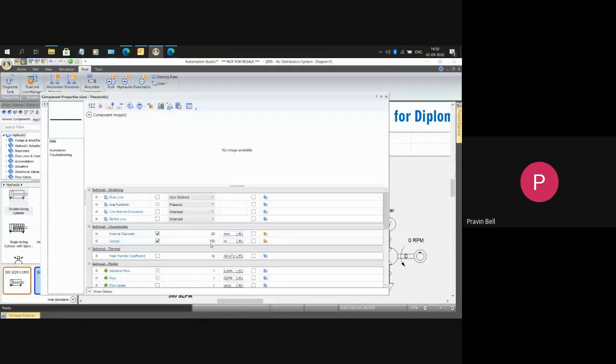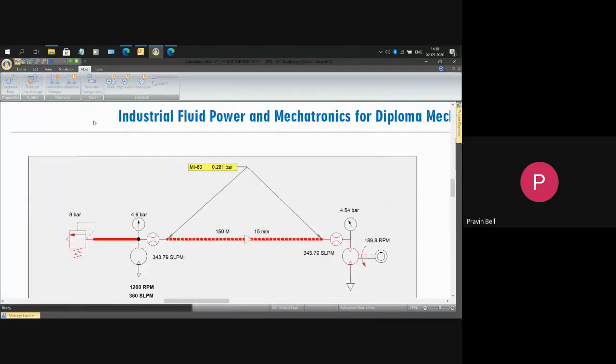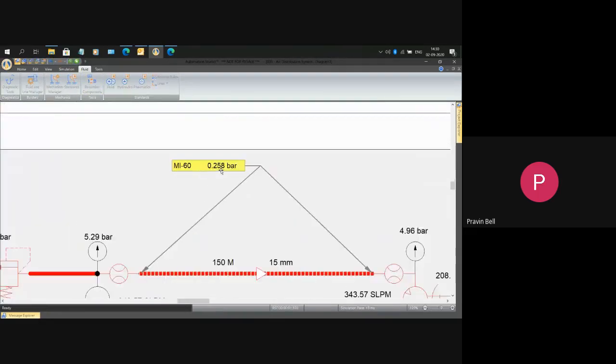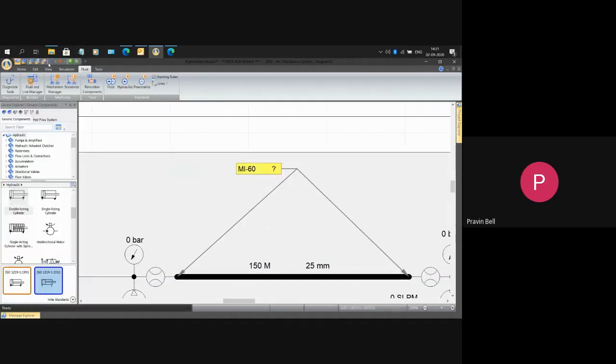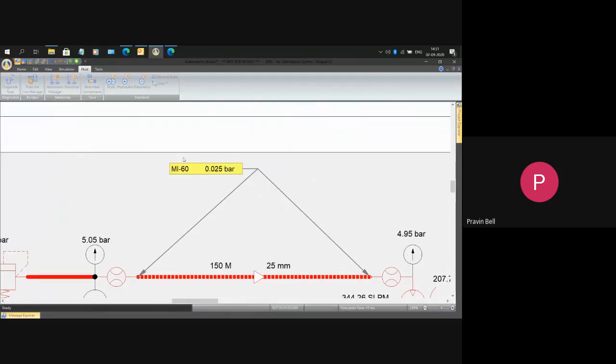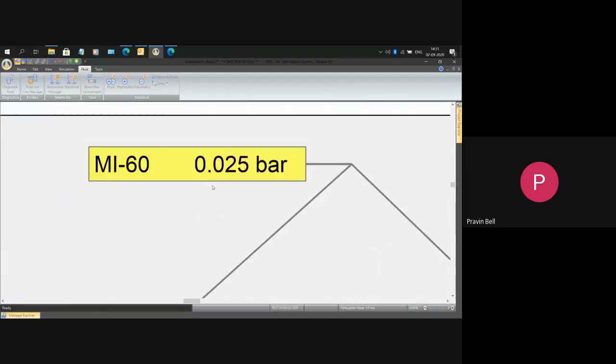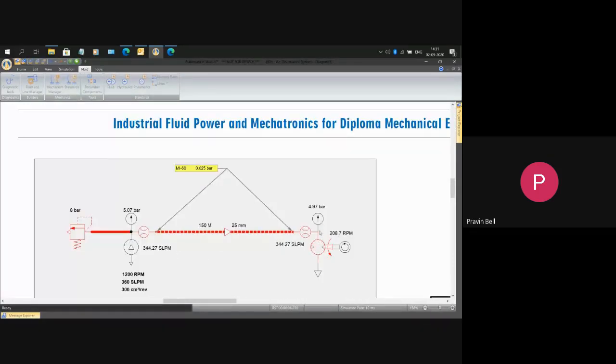I go to this line, and instead of 25 mm, let's say I change it to 15 mm. All the other parameters remain constant. You can see that this pressure drop now for a smaller diameter pipe has become very high, 0.258 bar. So a student can play around with the diameter of the pipe and define at one point that, okay, I've got a pressure drop now of 0.03 bar, which is acceptable. So I change it to 25 mm. You can see that this particular value is acceptable for these particular conditions.